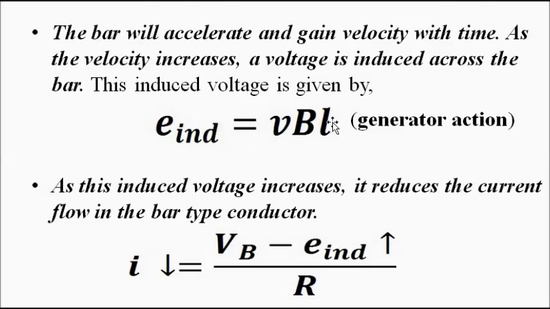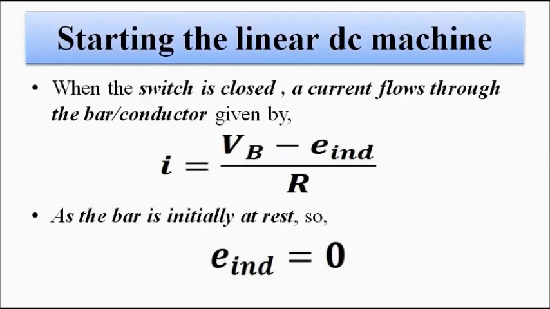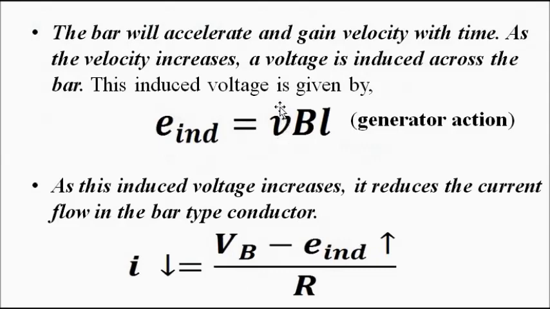Because B and L are constant, it's a constant magnetic field, so B is constant and the length of the conductor is constant. So the only variable here is the velocity. When this velocity, small v, increases, the induced voltage will also increase.